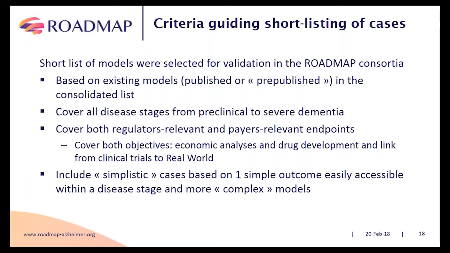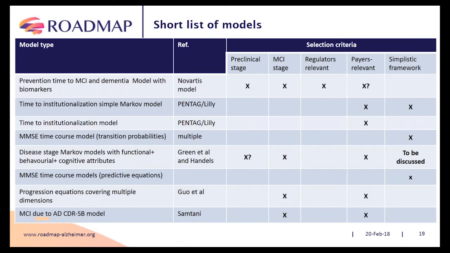From this, we came up with a short list of models that reflected a range of considerations. First of all, as I mentioned, we went through the disease progression literature review and identified some key models that stood out. I'll start from the bottom up: the Samtani model, the GWO model, and several of the MMSE time course prediction models. What came out of the collaboration perspective was that the Green model was published, but the Handels adaptation of it is something that we wanted to look at closer, as well as the time to institutionalization model that Lilly had been developing, which is derived off of the PENTAG model, and I'll say more on that in a few slides, as well as the Novartis preclinical model.